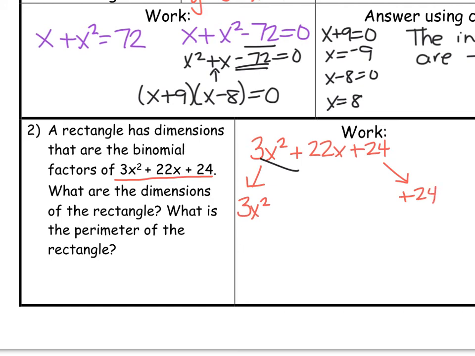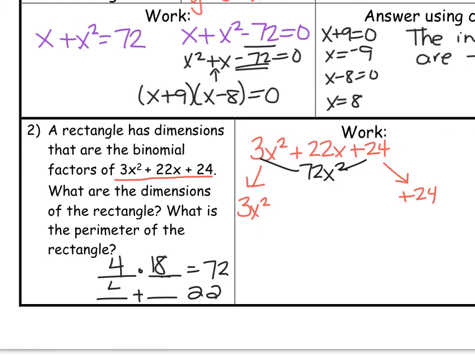We're going to multiply 3 and 24, and we get 72x squared. So now we are looking for factors of 72 that add up to 22. And factors of 72 that add up to 22 are 4 and 18. So this is going to be plus 4x plus 18x.